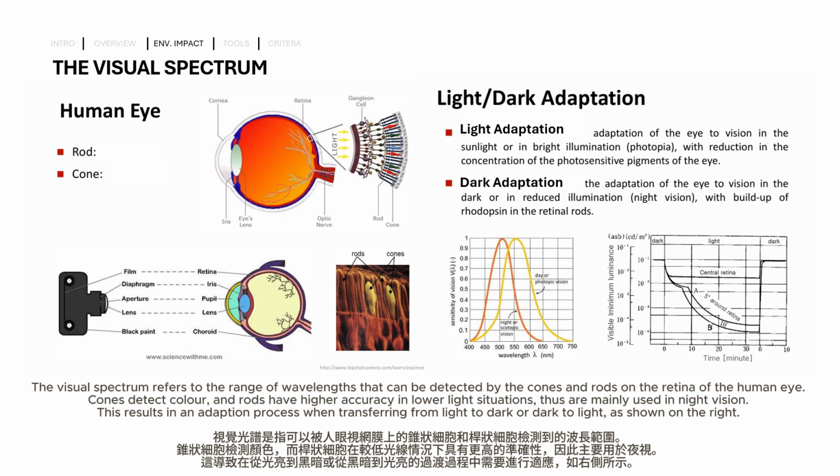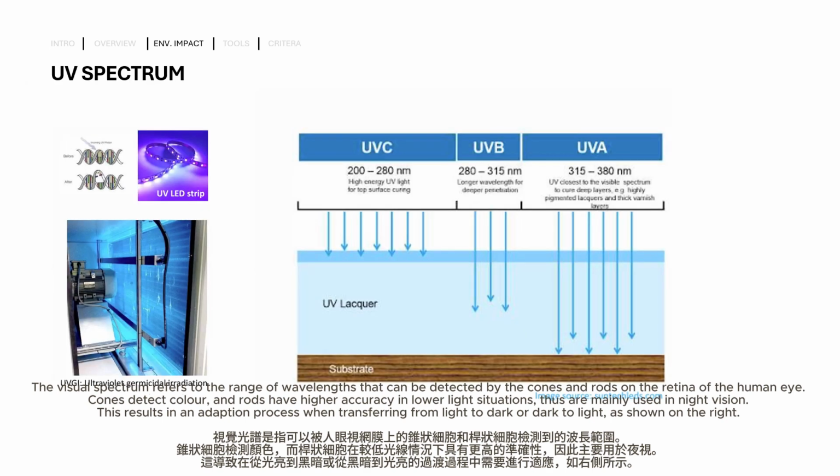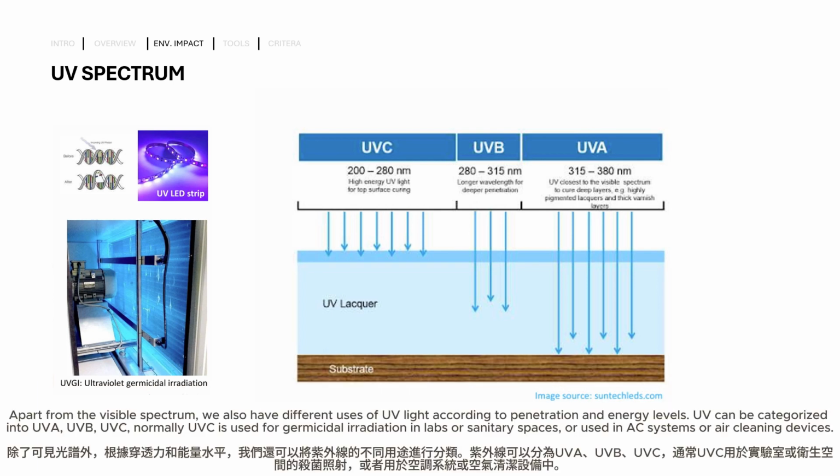This results in an adaptation process when transferring from light to dark or dark to light, as shown on the right, which is called light-dark adaptation. Apart from the visible spectrum, we also have different uses of UV light according to penetration and energy levels. UV can be categorized into UVA, UVB, UVC. Normally, UVC is used in building environments for germicidal irradiation in labs or sanitary spaces, or used in AC systems or air cleaning devices.